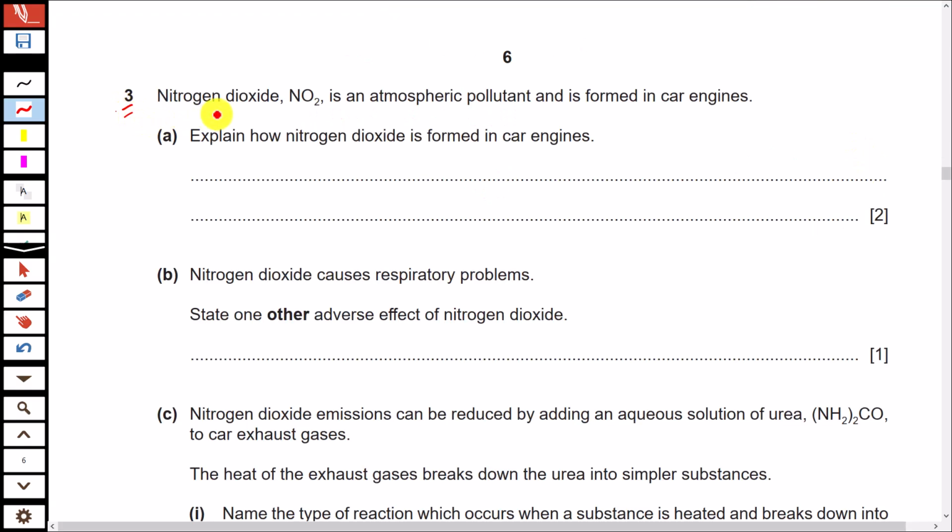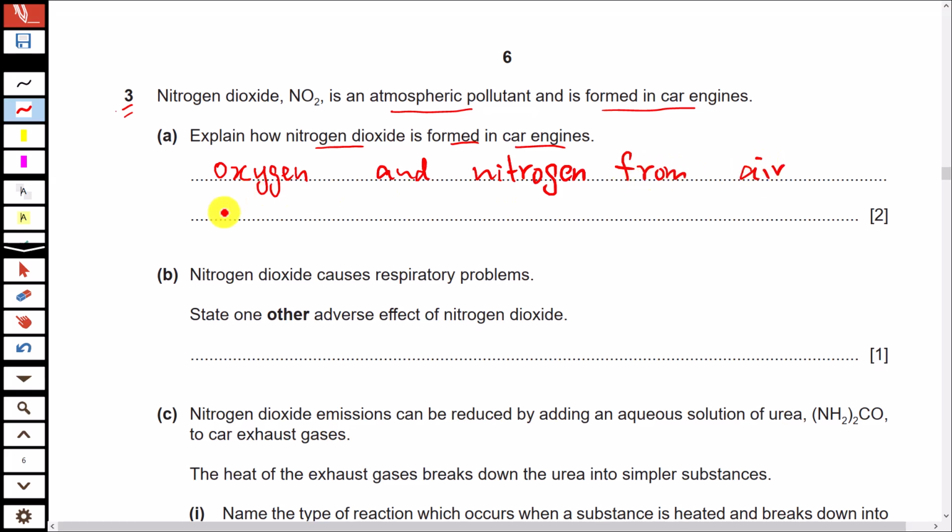Question number 3. Nitrogen dioxide is an atmospheric pollutant and is formed in car engines. How is nitrogen dioxide formed in car engines? Basically what is happening here is that oxygen and nitrogen, both these gases from air, are reacted at high temperature in car engines.